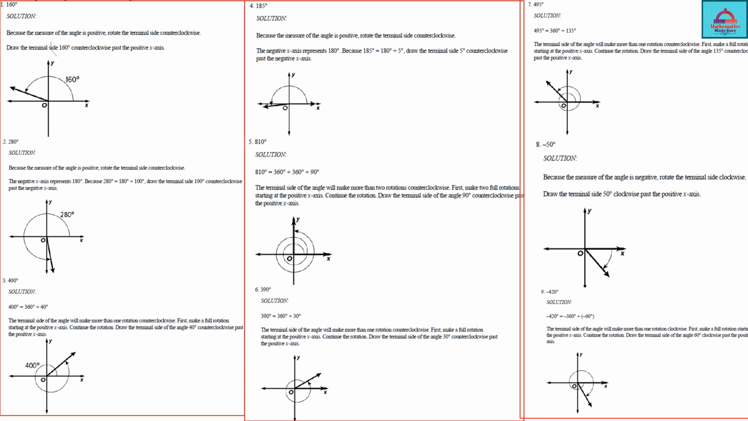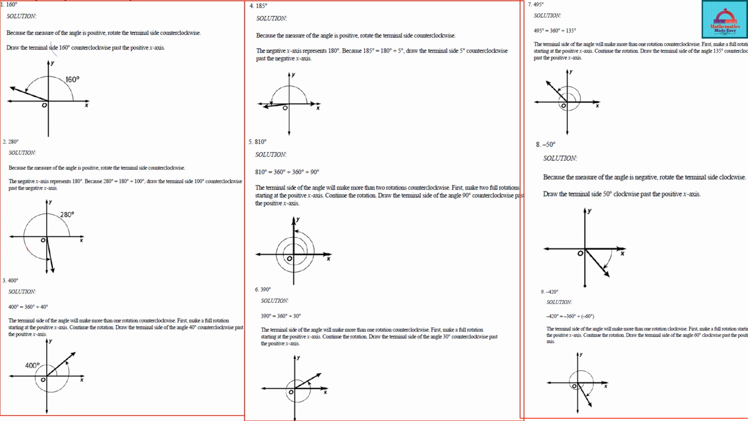Now after 2 rotations are done, you subtract 360 twice from 810. What you are going to get is 90, therefore it's going to be a right angle. So from the positive x-axis, draw the terminal side of the 90° counterclockwise from here. So that's how you draw it.